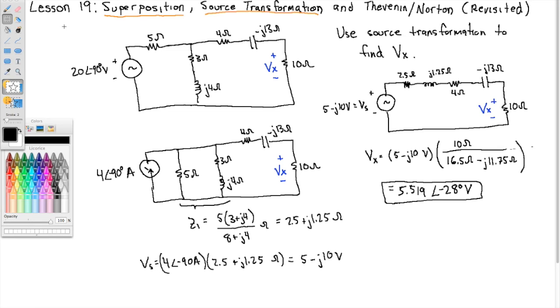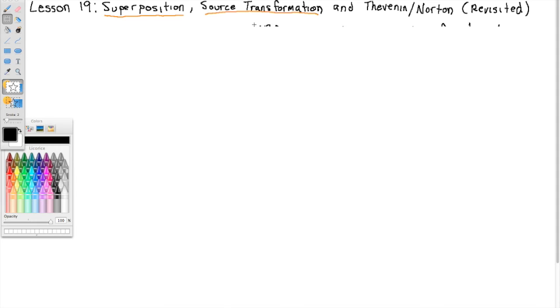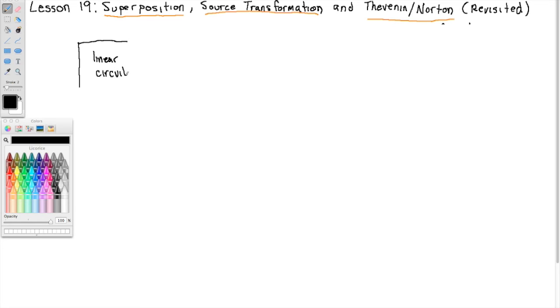Alright, and finally, last but certainly not least, is Thevenin and Norton. Now, just let me remind you of the general idea. You may have some complicated linear circuit. Lots of resistors, lots of inductors and capacitors, sources, and so forth.